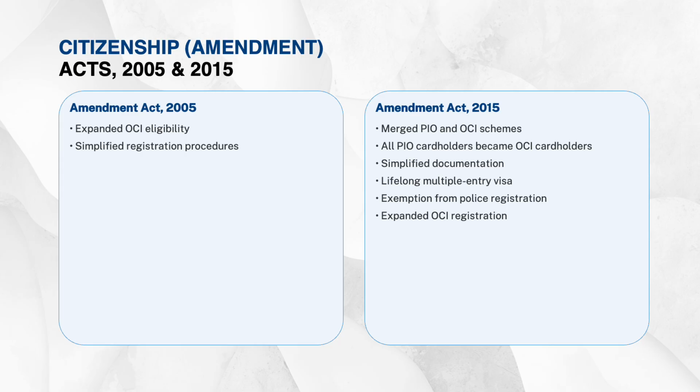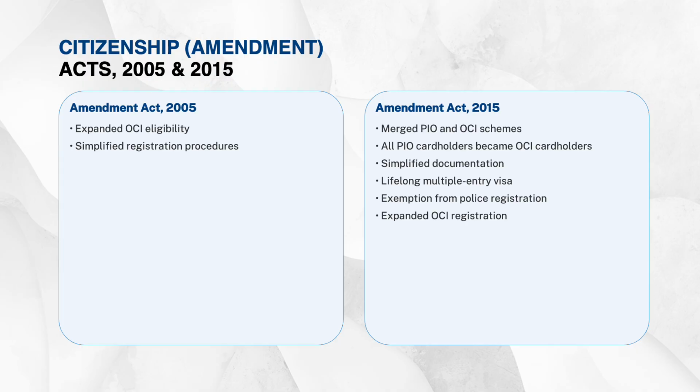Now, Citizenship Amendment Acts 2005 and 15. Not very important, just some small minor details. In 2005 Act, it expanded OCI eligibility, overseas citizen of India. It expanded their eligibility, it made it more lenient, and it also simplified registration processes, right? Very easy to understand. And Amendment Act 2015, Citizenship Amendment Act 2015 merged persons of Indian origin.